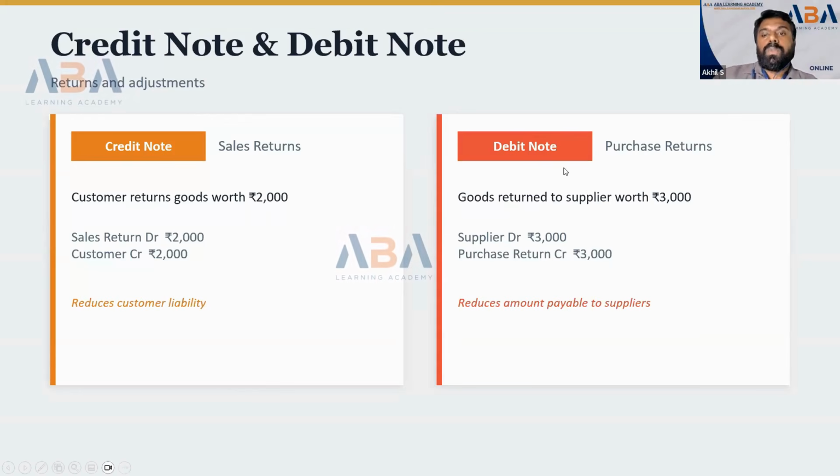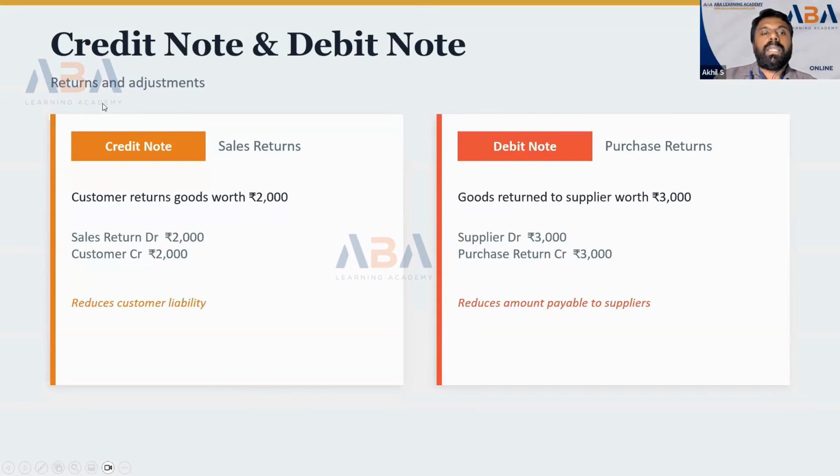So debit note is used to post a purchase return. You can see goods returned to supplier worth 3000. We have purchased items worth 10,000, and now we are returning 3,000 to our supplier. In the earlier case, we had to pay 10,000 to the supplier, but since we are returning items to the supplier, 3,000 can be reduced. So we are debiting the supplier and crediting purchase return for 3,000. It reduces the amount payable to the supplier. Earlier it was 10,000. Now since we returned 3,000, we only need to pay 7,000 rupees. So that is the use of purchase returns.